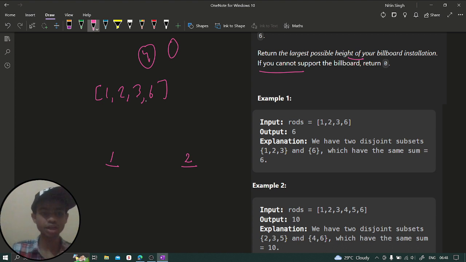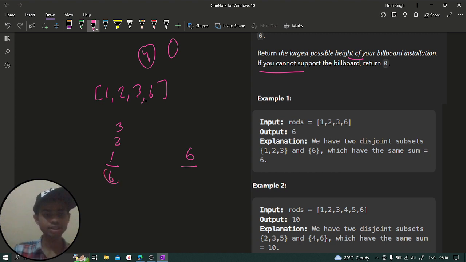If I do this, they are not the same. We put 3 here and 6 here. So still they are not equal. This is a 4th length, this is an 8th length. But what if we put 1 here, 2 here, 3 here, so length is 6, and we simply put the 6 rod here. So you can see that both steel supports now have the same length.